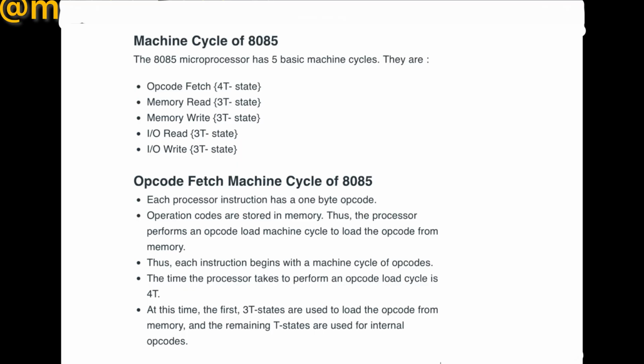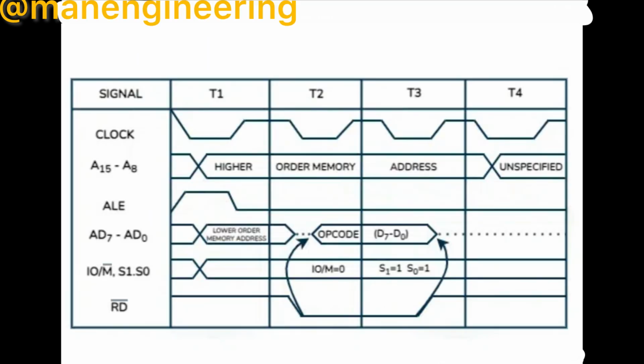Next page we see the timing diagram of the 8085 microprocessor, that is the opcode fetch cycle diagram. That is 4 T states: T1, T2, T3, T4. RD read signal, IO/M signal, AD7 to AD0, ALE, A15 to A8, and the clock signal are shown in the figure.